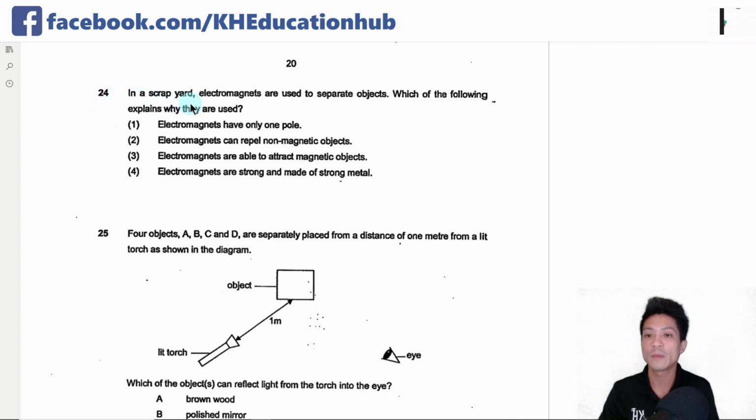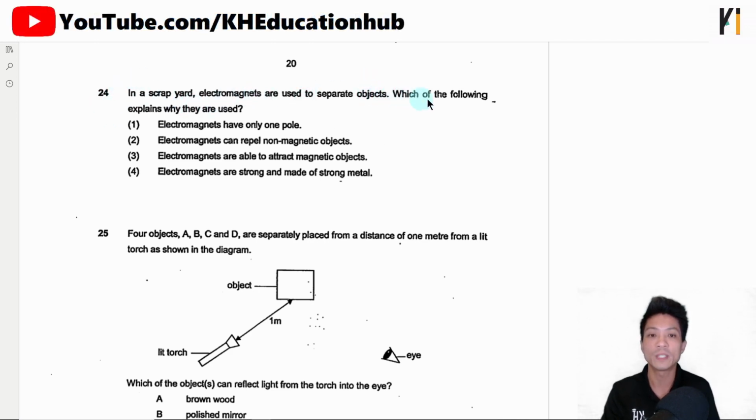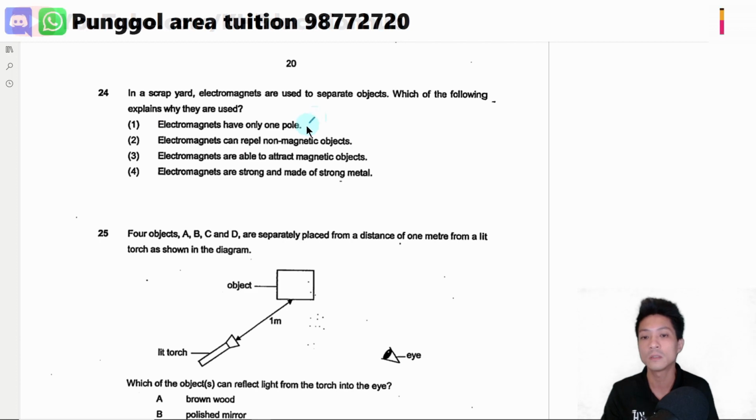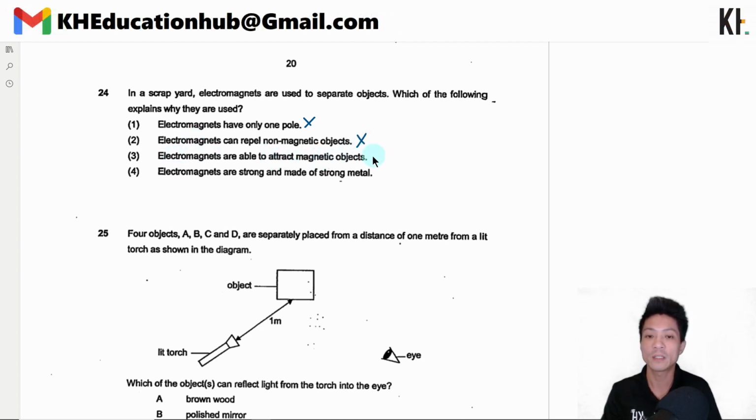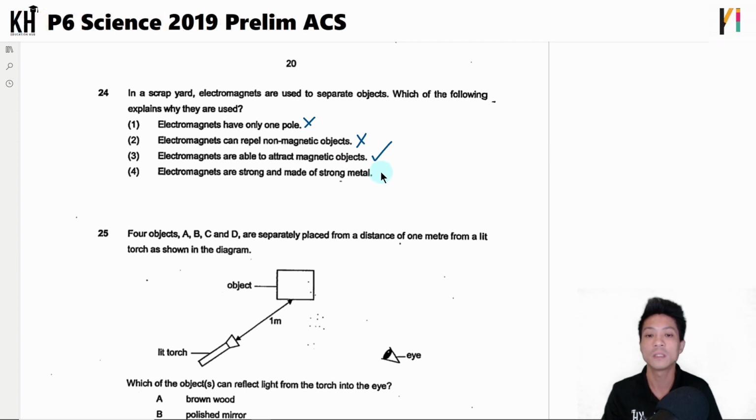Question 24. In the scrapyard, electromagnets are used to separate objects. Okay, which of the following explains why they are used? Electromagnets have only one pole? No. Electromagnets can repel non-magnetic objects? No. You want to attract them to pick them up. Electromagnets are able to attract magnetic objects? Yes, probably. Okay, electromagnets are strong and made of a strong metal. This is not the reason. Okay, so option 3 will be the answer.